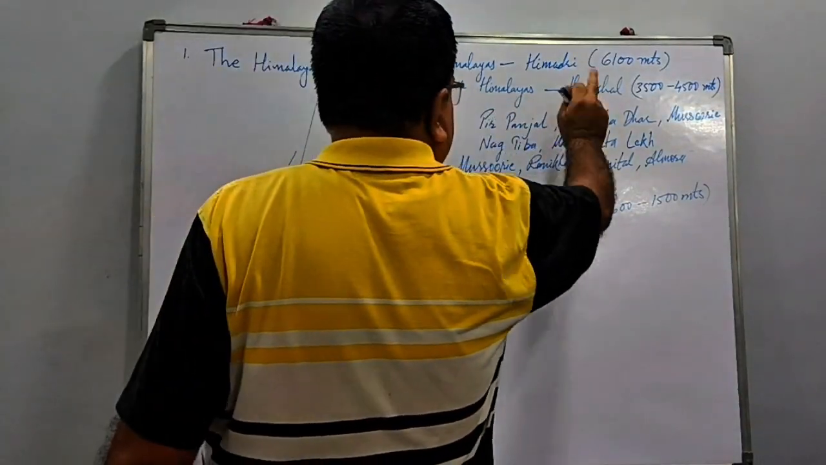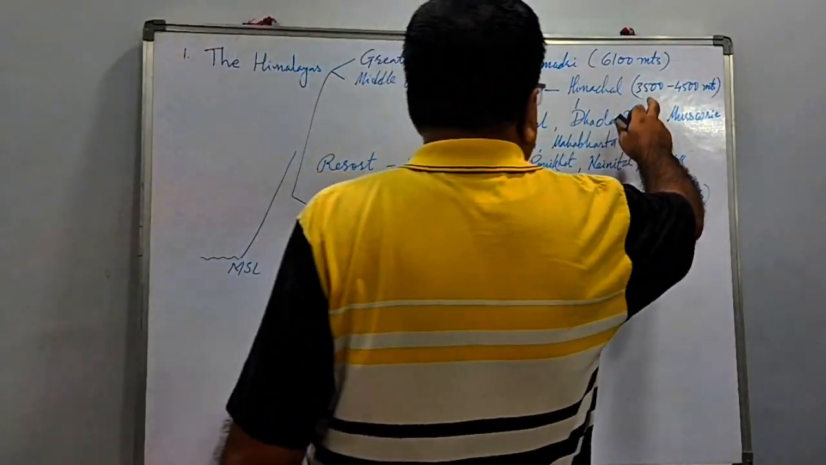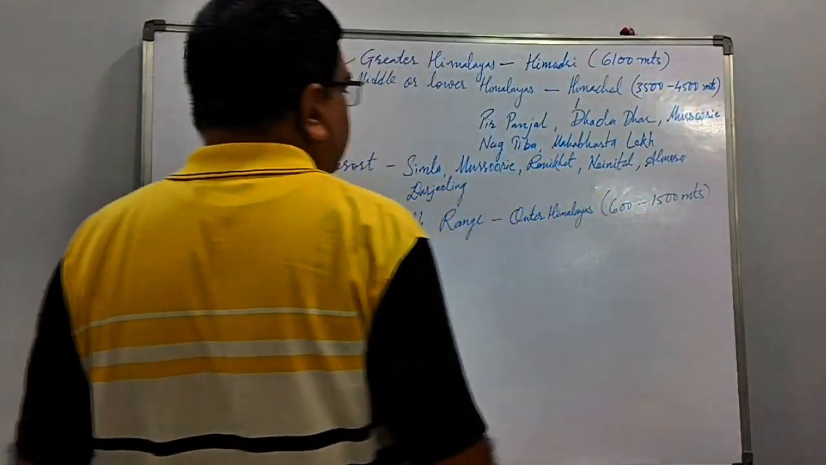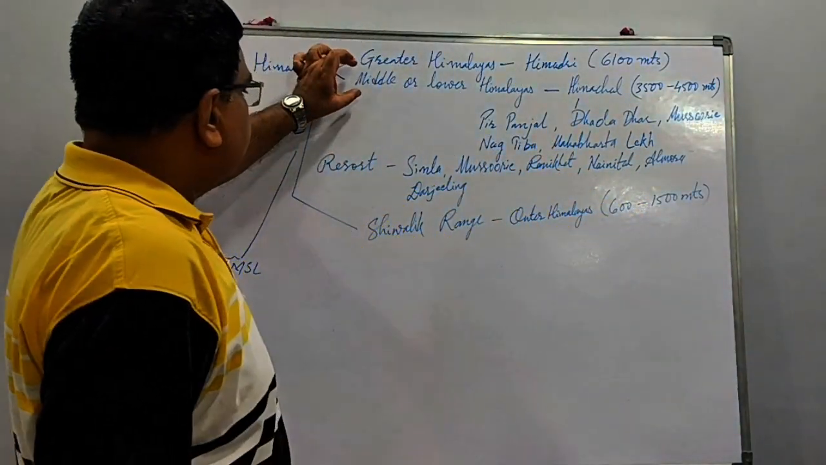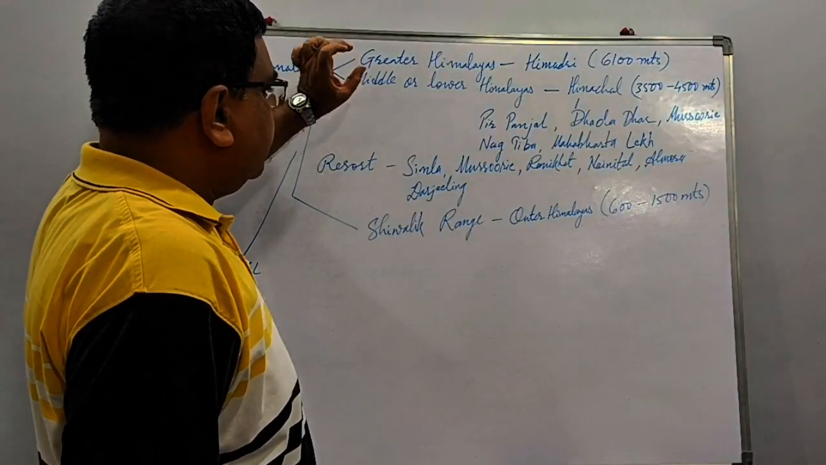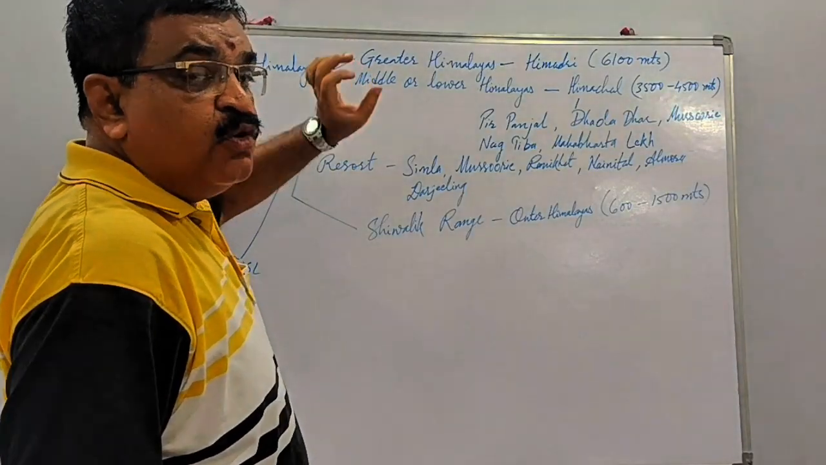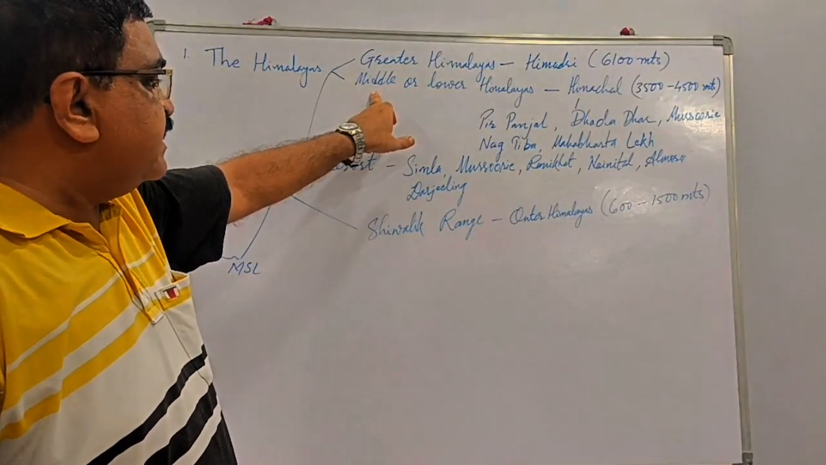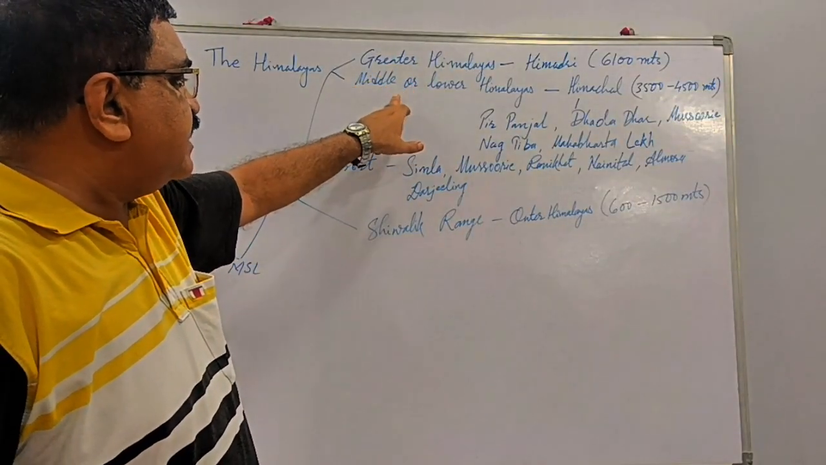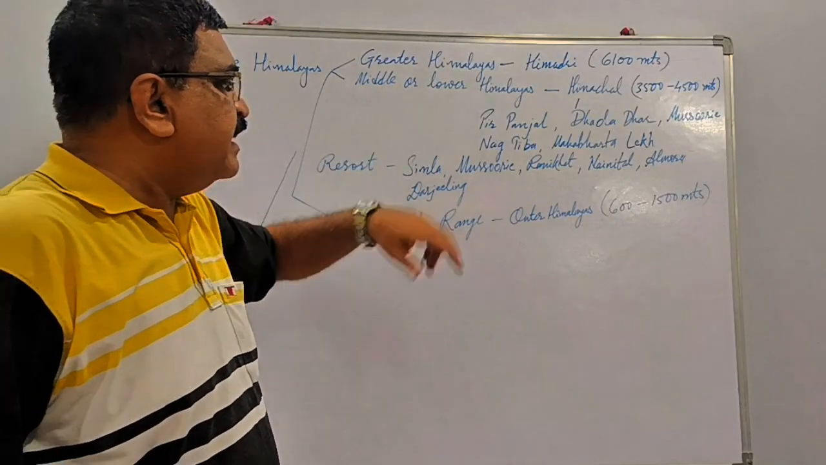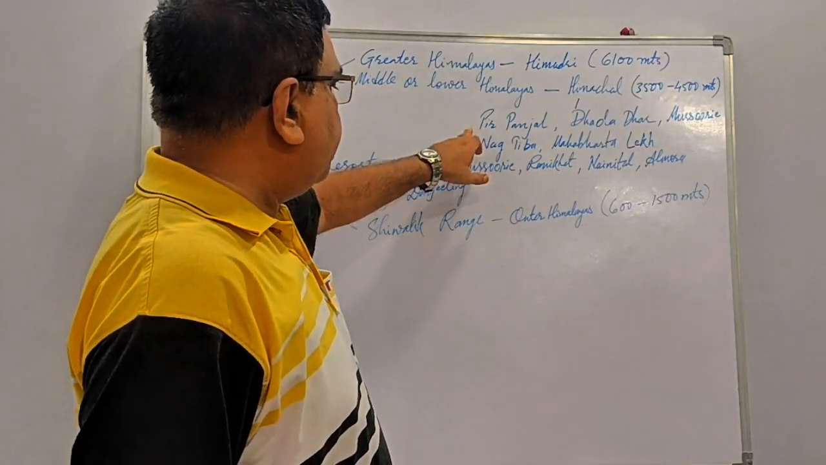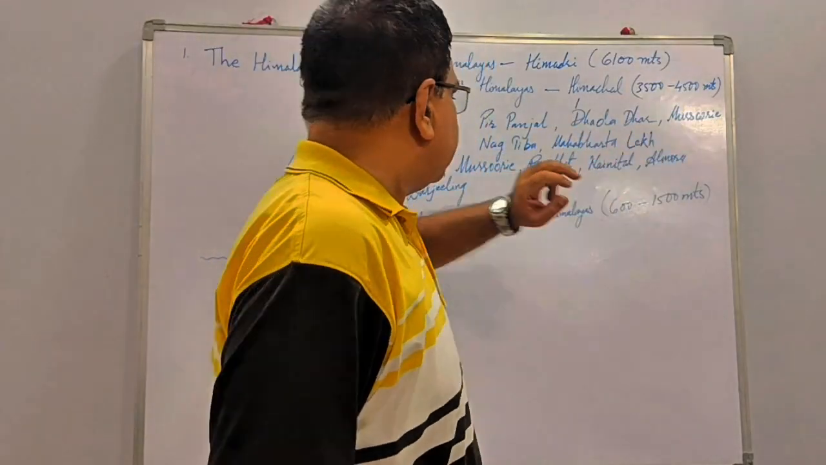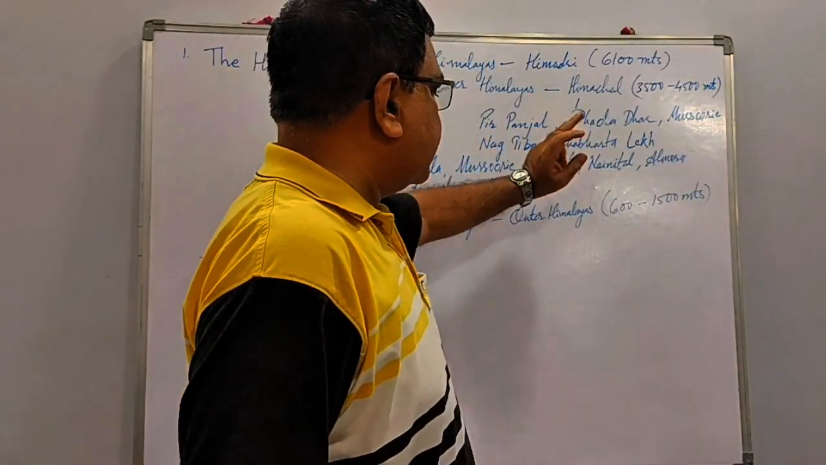It is also known as Himachal. Its average elevation is from 3,500 meters to 4,500 meters. This particular range of Middle Himalayas or the Lower Himalayas or Himachal is human friendly, means human settlement is possible in this region. The Himachal region is composed of the Pir Panjal range, Dauladhar range, Mussoorie range, Nagatiba range, and Mahabharata range.